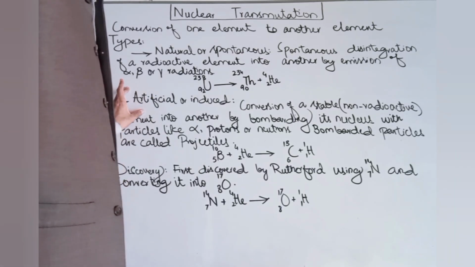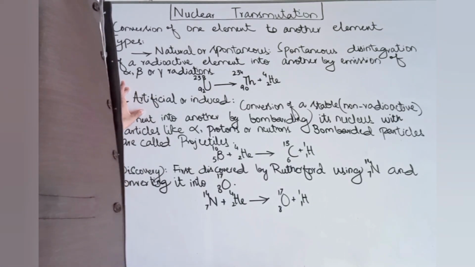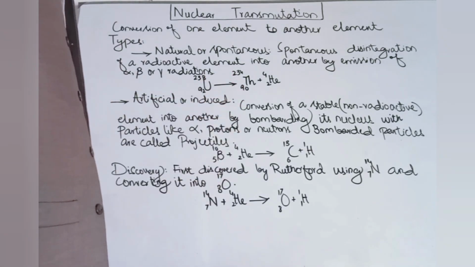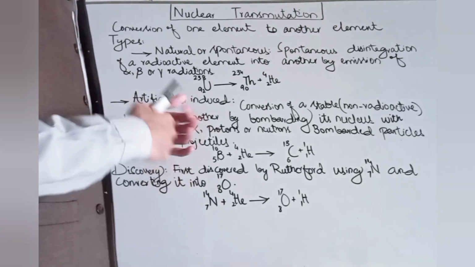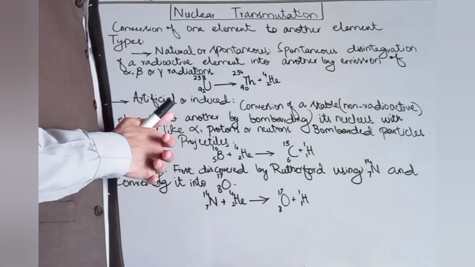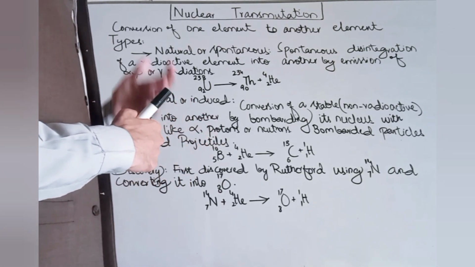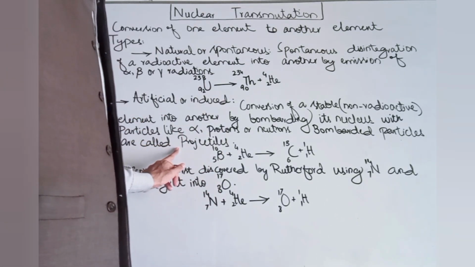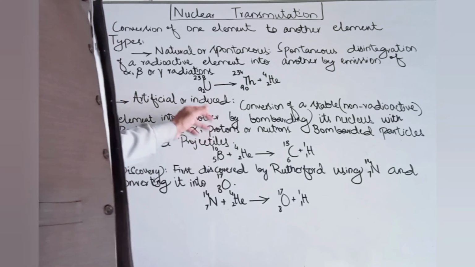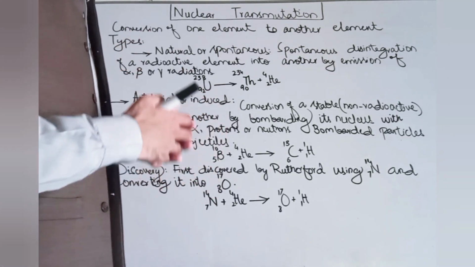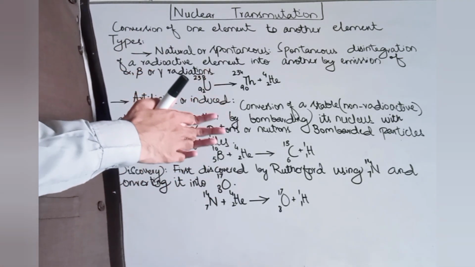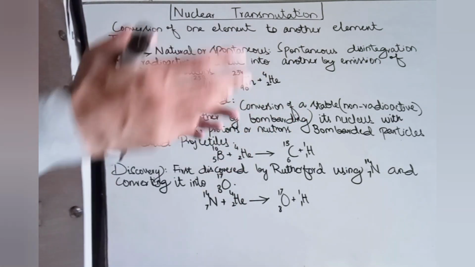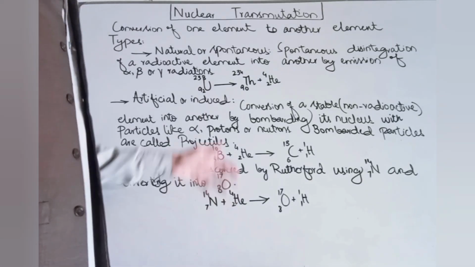The other type of transmutation is the artificial or induced transmutation. It's the conversion of a stable or non-radioactive element into another by bombarding its nucleus with particles like alpha particles, protons or neutrons, and the bombarded particles are known as the projectile. Induced or artificial transmutation is a process in which a stable nucleus is converted into another stable nucleus.